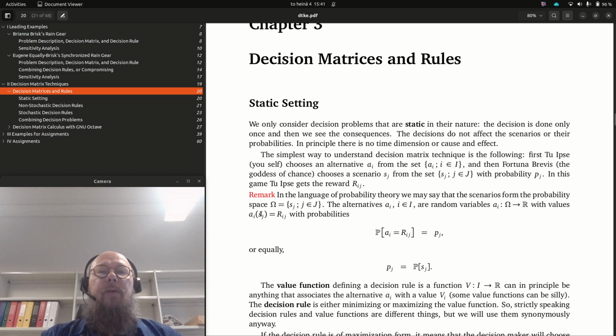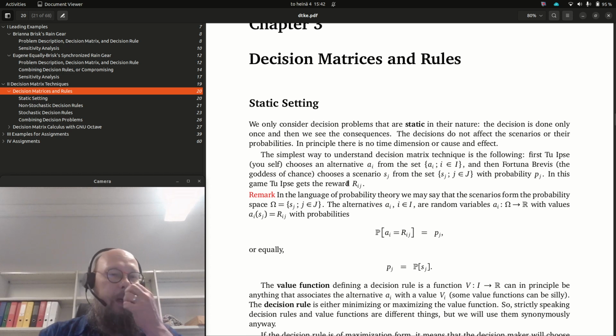And what are their values? A_i, if S_j happens, is just the reward R_ij. And the probability that A_i happens to get the value R_ij is p_j, which equally is the probability of the scenario S_j. So now we have scenarios, we have alternatives, and we have probabilities, and we have rewards.